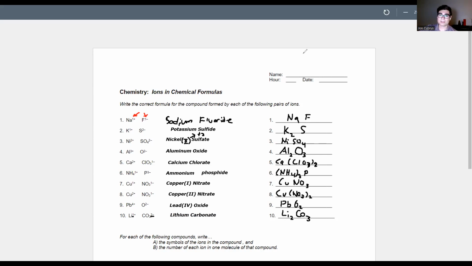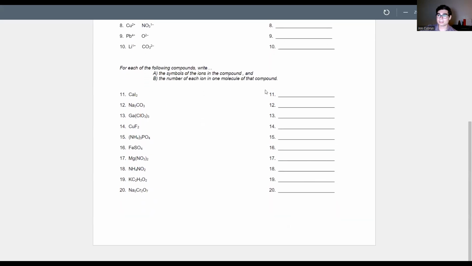All right, so that is it for this part. The name, the number of each ion in one molecule of that compound. So we'll write the ions here. I'll do the names at the very end. I suggest you pause the video and give this one a try yourself. No, I'm gonna continue on here.